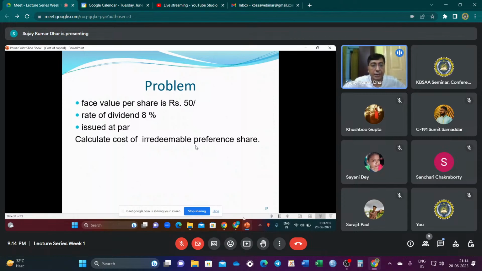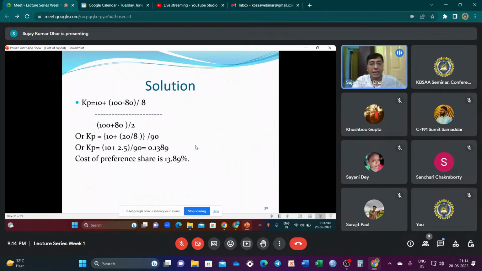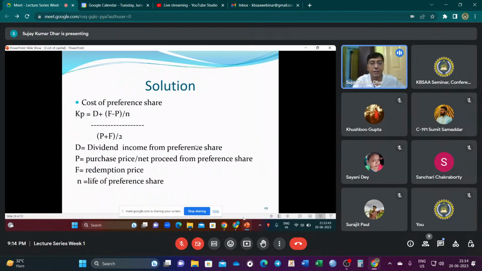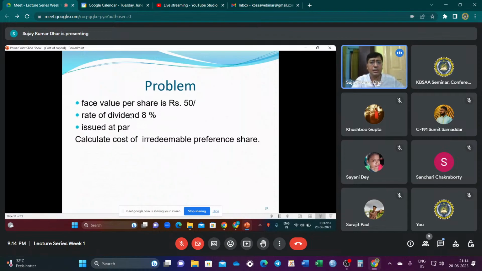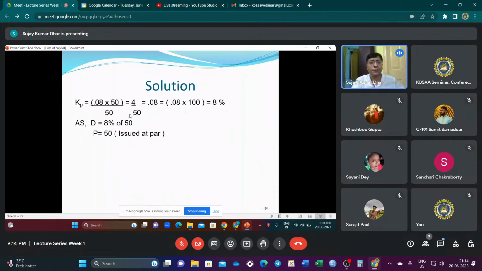Now again, face value per share is rupees 50. Rate of dividend 8%, issued at par. Calculate cost of irredeemable preference share. When preference share has no redemption, N tends to infinity, so the second term in the numerator will vanish. So it will be D by F. So 50 rupees face value, rate of dividend 8%, issued at par. So 50 into 0.08 by 50, 4 by 50, 8%.